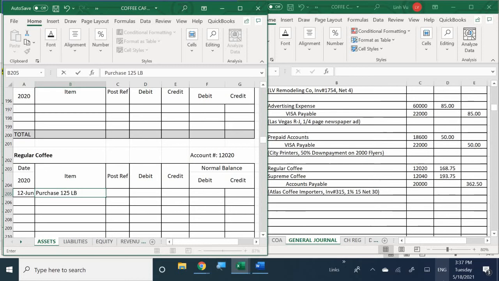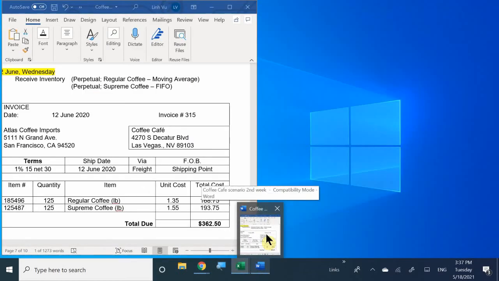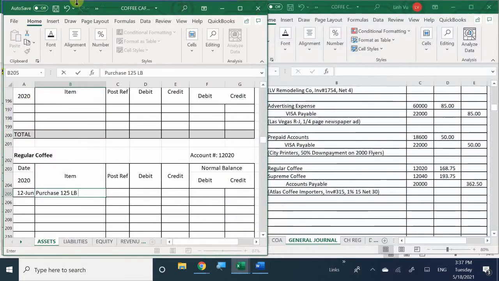What kind of purchase of inventory do you have? If anything, you could write, I bought this coffee, 125 pounds at whatever it is. Let's look at the information. I purchased the regular coffee for $1.35, and my Supreme coffee was $1.55. So you can add that piece of information in here as well.